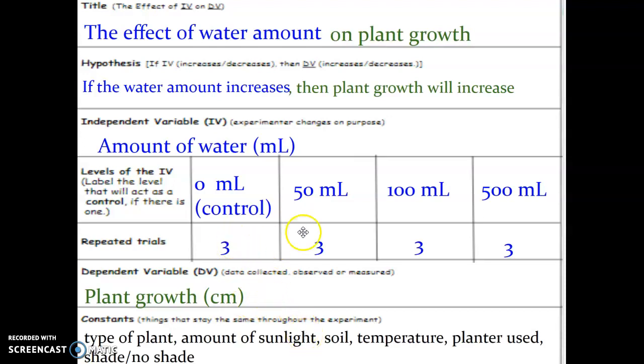We want to make sure each of these plants is in the same soil. They are experiencing the same outdoor temperatures. They're in the same sort of planters or pots, and they receive the same amount of shade, or they don't receive any shade at all.